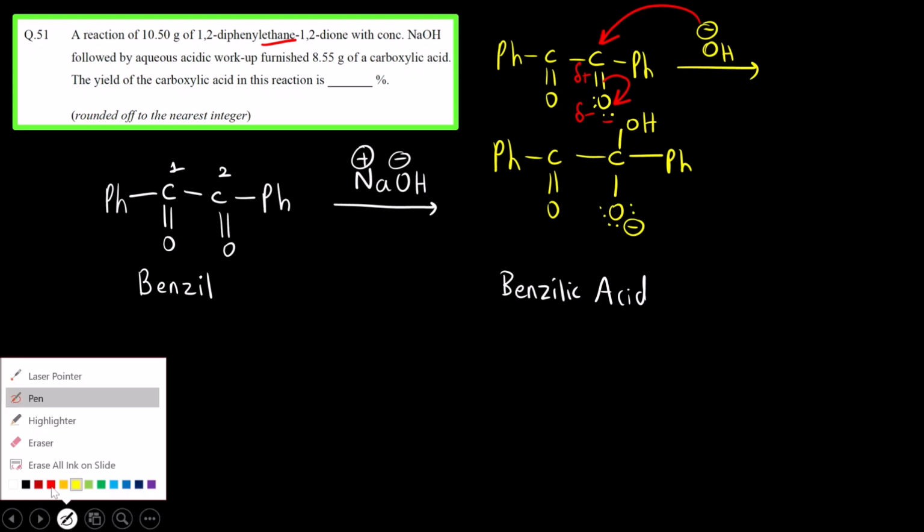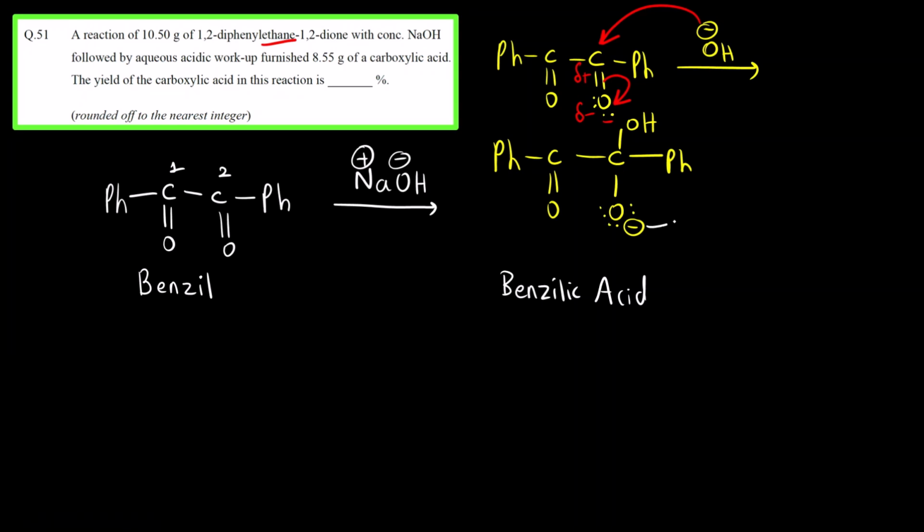Now there is a rearrangement that will take place. This O minus will come back, and one of the groups will migrate. That is Ph. Ph will migrate to the adjacent carbon, and this carbonyl group will open up. Let us see once more what I did. First step is this O minus will come back, we'll get the carbonyl group. Then this R group will migrate to the adjacent carbonyl carbon, and this will open up.